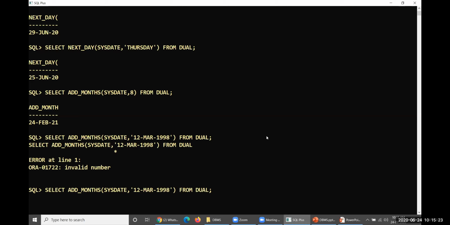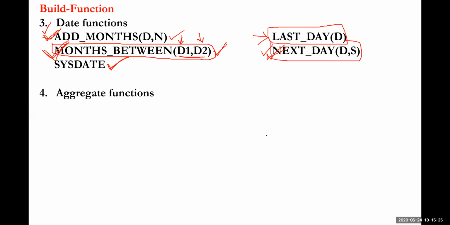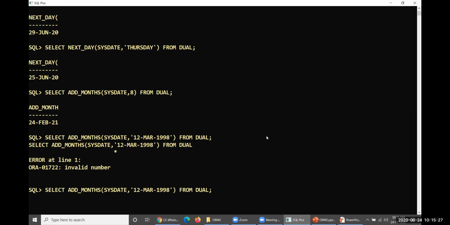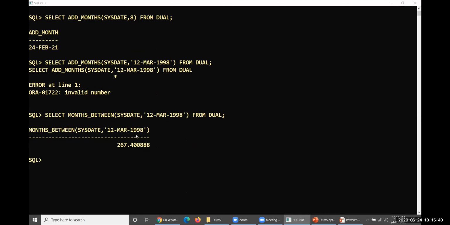Why could it become an invalid number? Sorry, I have operated ADD_MONTHS. I'm sorry, MONTHS_BETWEEN. That is the actual function I have to operate. You could see 267 months with so-called 40 days, something like this.